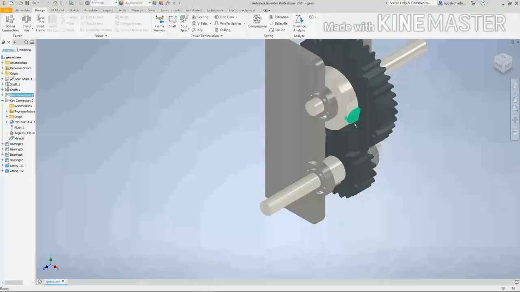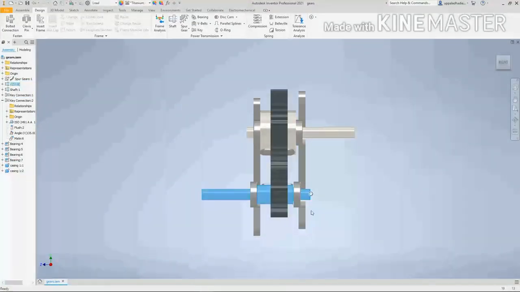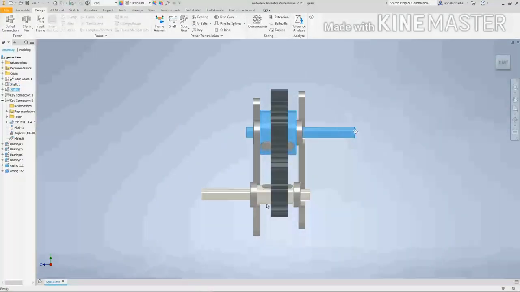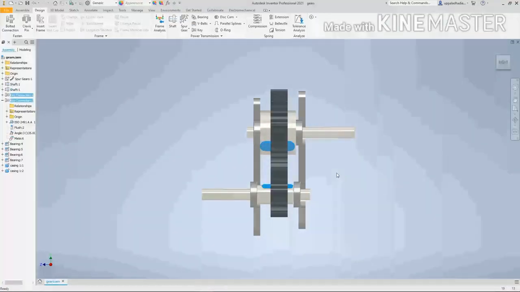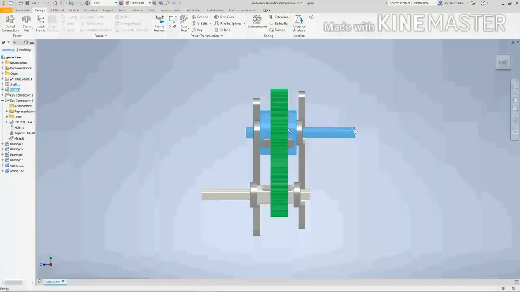Keys, these are known as the keys. These are metal pieces used to connect a rotating machine element to the shaft. They prevent relative rotation between the two parts. When there is relative rotation between the shaft and the gear, the key helps in reducing that rotation.